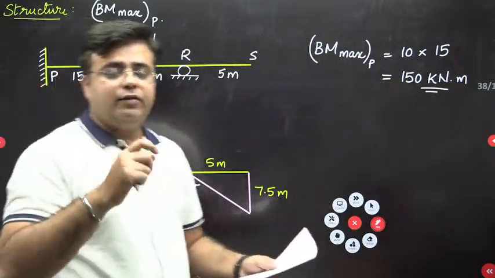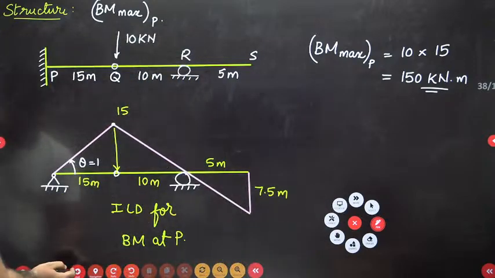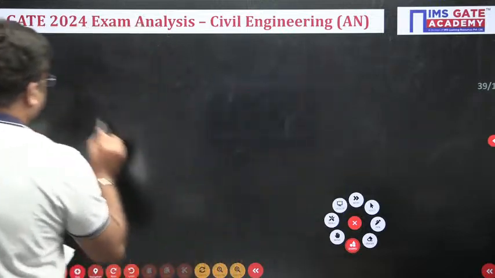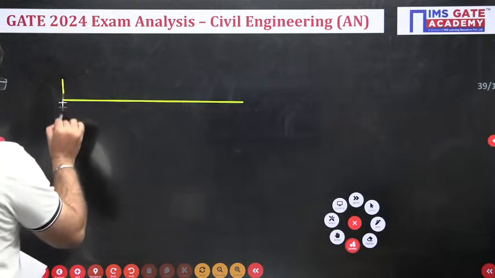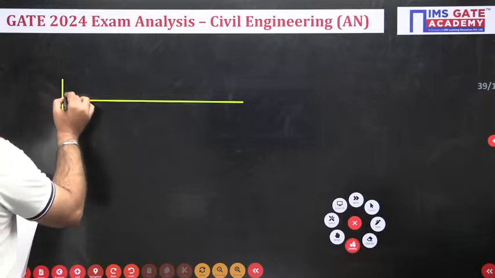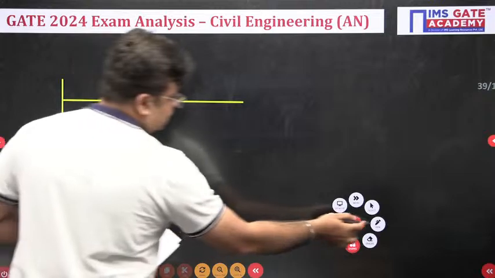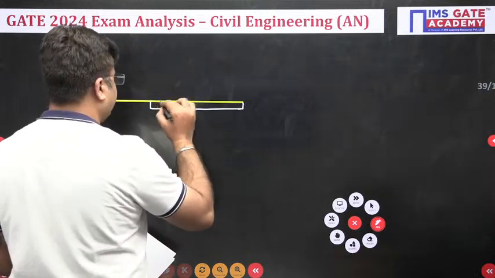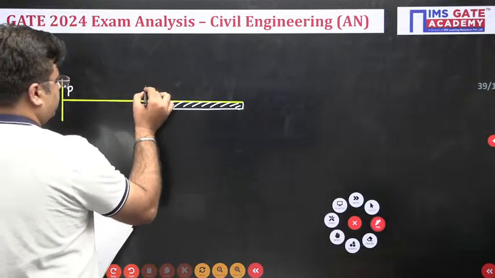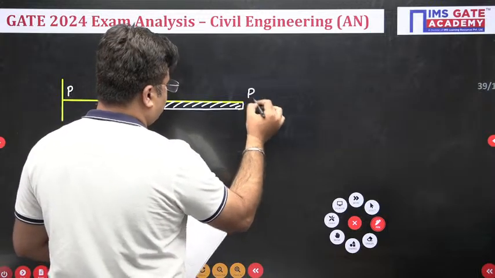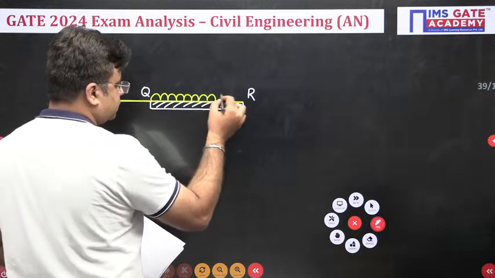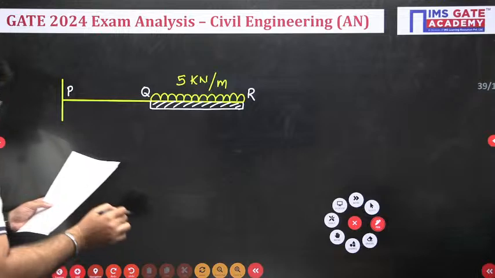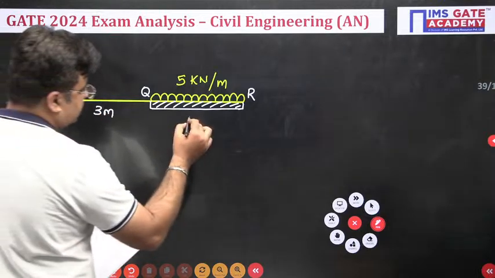Now next question is from strength of material, where you are supposed to calculate the deflection at this point. One beam is given to you like this, and this beam contains a rigid portion. The beam is P, then there is some rigid portion here, having EI as infinity. This is point Q, and then this is your point R. Over this rigid portion, a UDL is acting, and the magnitude of this UDL is 5 kilonewton per meter. This distance is 3 meters, and this distance is also 3 meter.